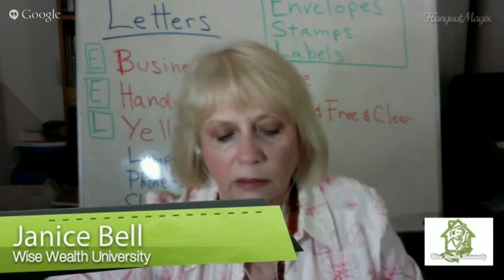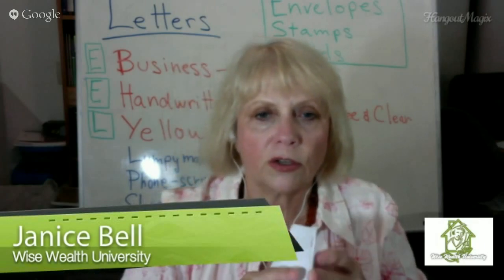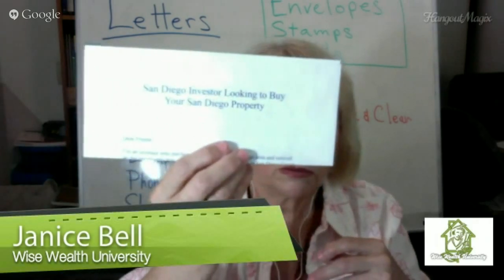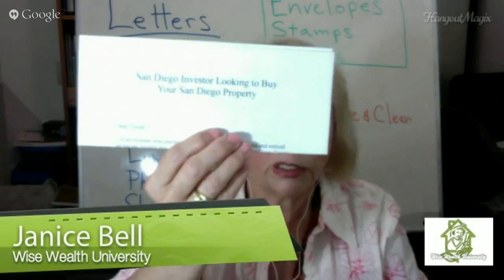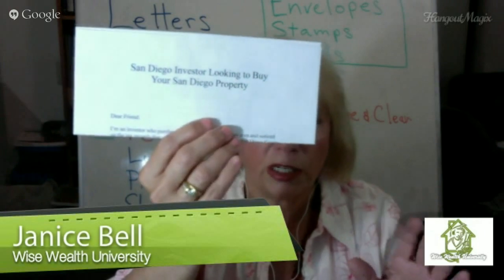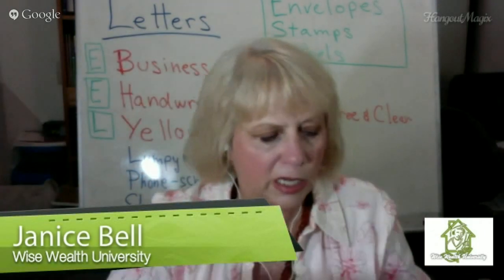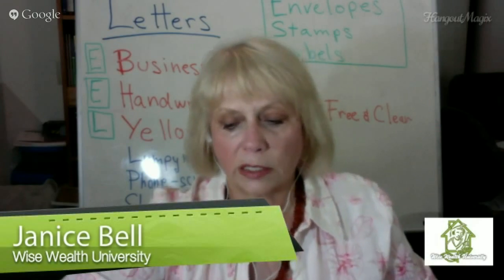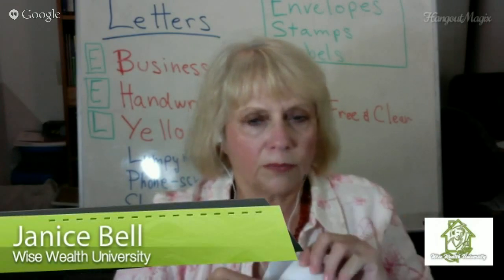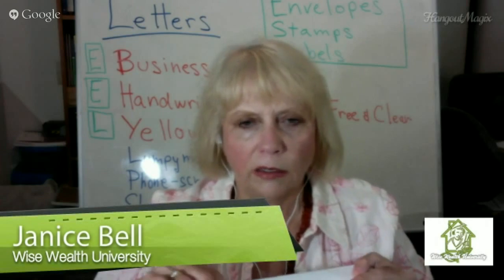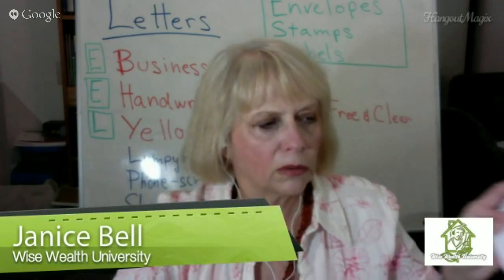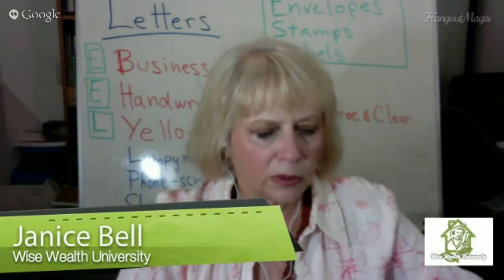Okay, and you can put a yellow letter in there, or you can do a letter saying that you're an investor. So if I don't feel like doing yellow letters, then I do this one. Okay, I'm a San Diego investor looking to buy your San Diego property, and you can change the city to whatever you want. So that goes in those hand addressed envelopes. That's a letter you can use. So a printed letter or a yellow letter, and then your return address label, print it, have a fancy stamp. That all goes together as one type of mailing.